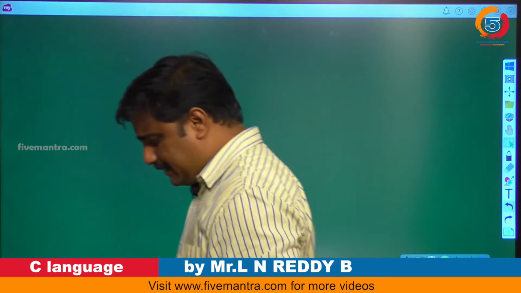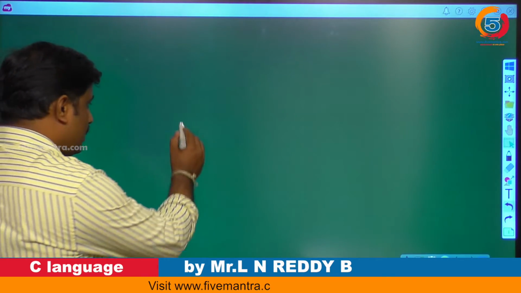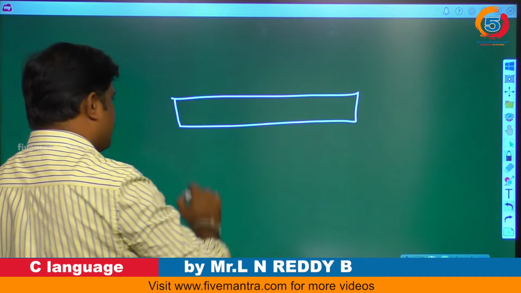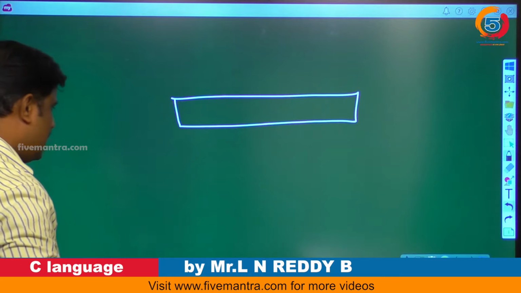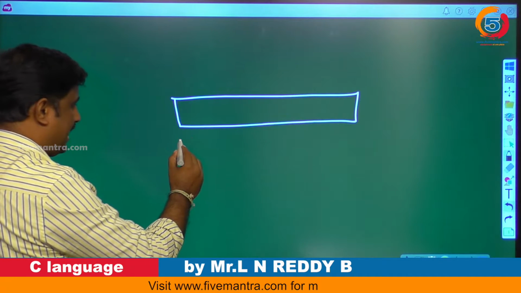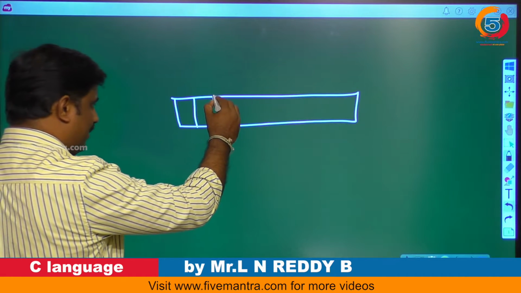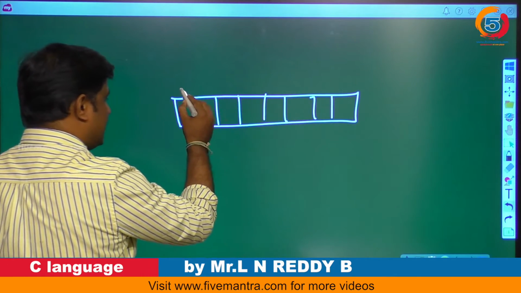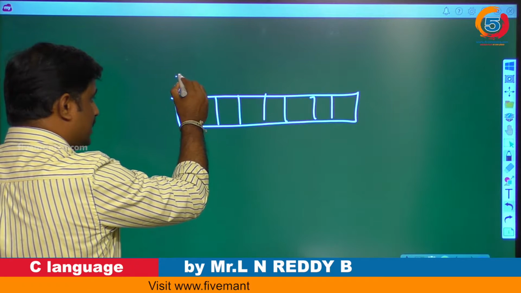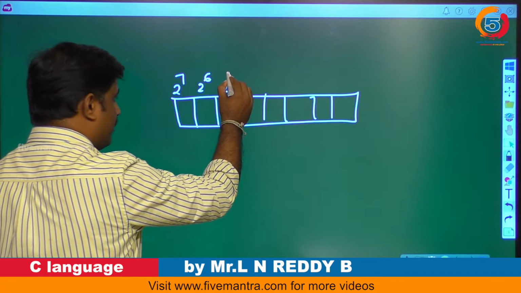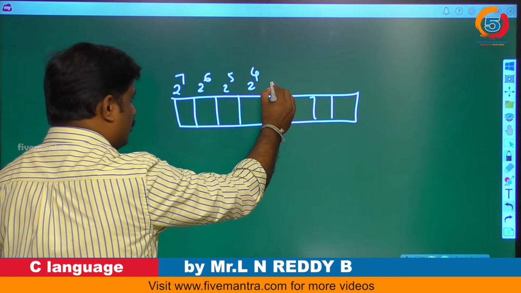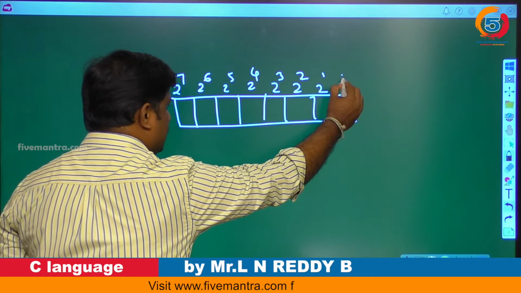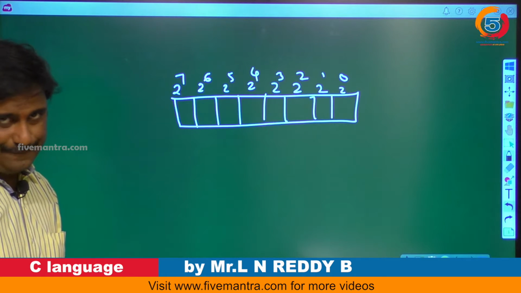If you see that character, this is the memory block I have. Now I want to save some characters. Whenever you want to save any character, that will hold 8 bits. See that: 2 to the power of 7, 2 to the power of 6, 2 to the power of 5, 2 to the power of 4, 2 to the power of 3, 2 to the power of 2, 2 to the power of 1, 2 to the power of 0. This is the representation we have.